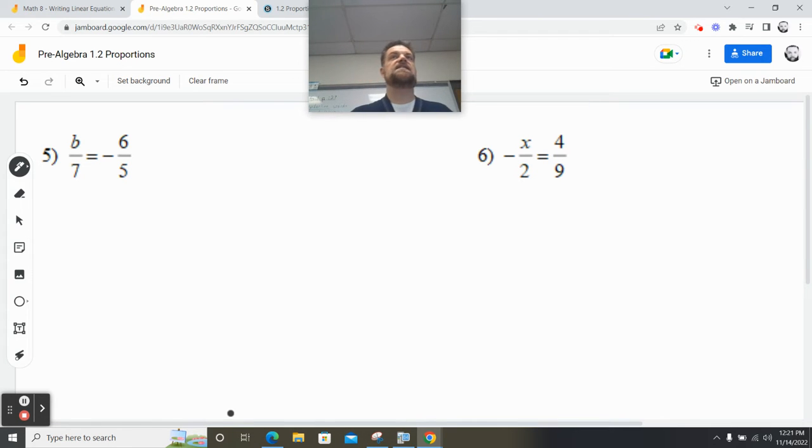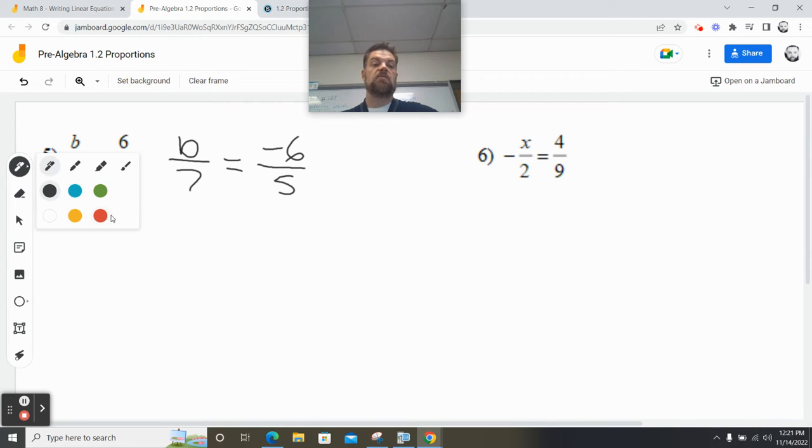Here is a tricky situation. On this one, we have a negative. So on this one, I got to decide what I'm going to do with that negative symbol. I'm going to rewrite the proportion by putting the negative in the top up here. We can't ignore the negative. We have to include it somewhere, somehow. Negative 6 over 5 is the same as negative 6/5.